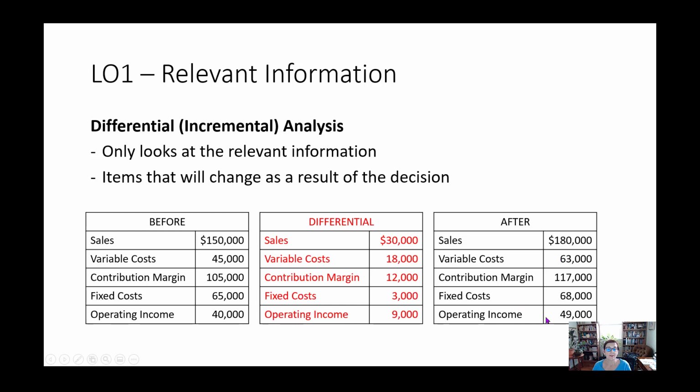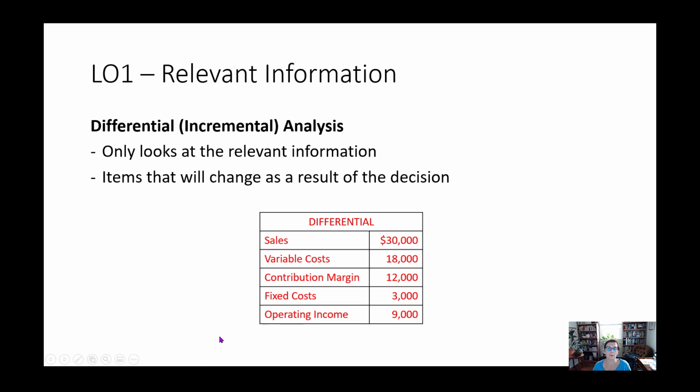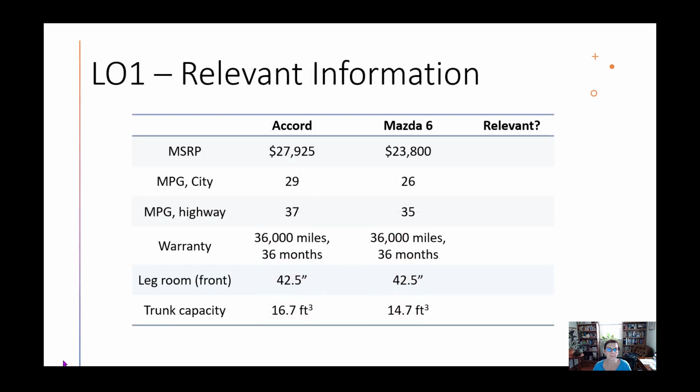So there's a lot of information here. Differential or incremental analysis is going to say, okay, we're only going to look at what's going to change. What's going to happen? Our sales will go up 30,000, our variable costs will go up 18,000, so our contribution margin will go up 12,000, etc. Okay? So differential incremental analysis only looks at relevant information, and that is the things that are going to change from one decision to another.